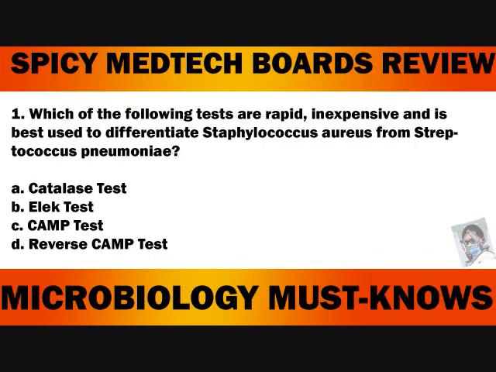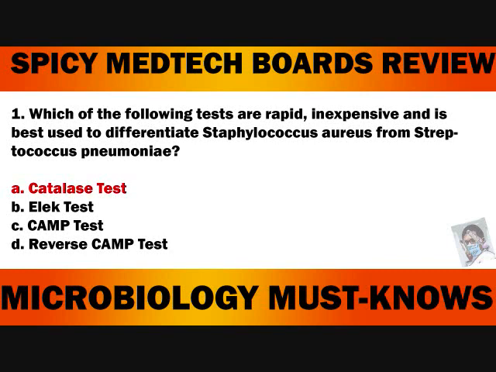Let's begin. The first question is, which of the following tests is rapid, inexpensive, and best used to differentiate S. aureus from S. pneumoniae? A. Catalase test, B. Elek test, C. CAMP test, or D. Reverse CAMP test. You may now pause the video if you want to answer, and we will follow up with the rationale after 3 seconds.